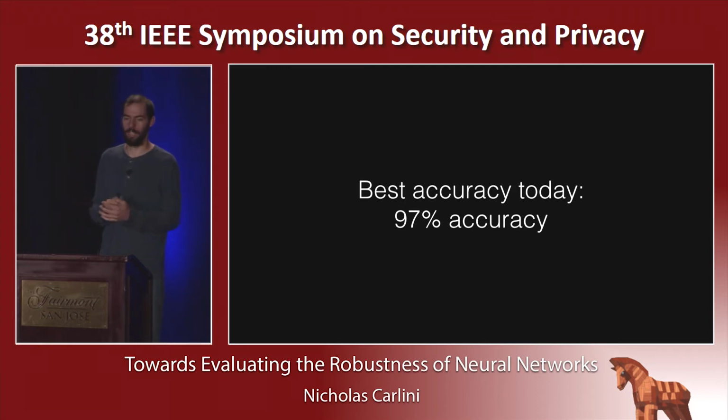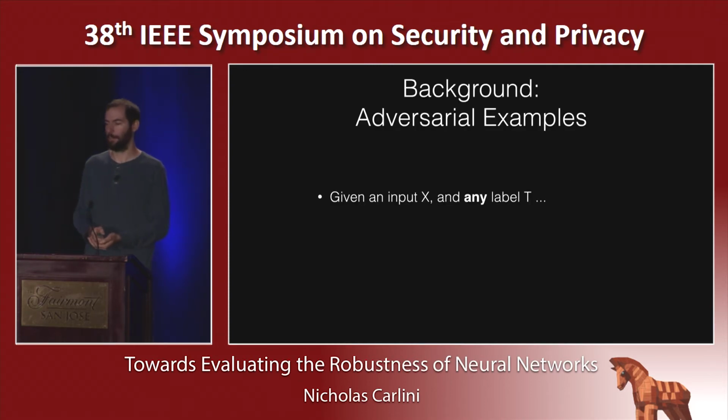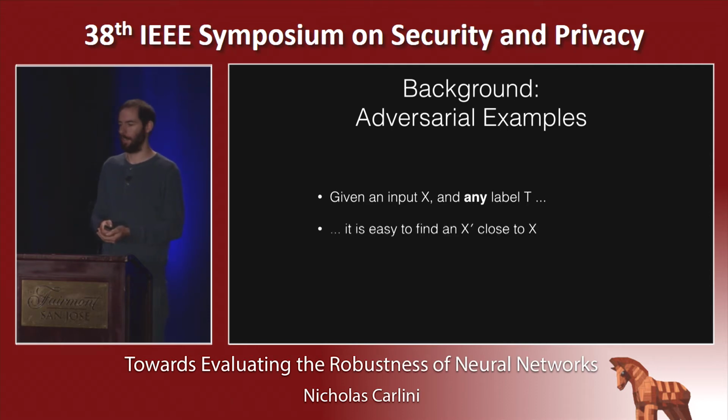If you can think of any task that you want to apply machine learning to, chances are neural networks give you better accuracy than anything else. So that's all great and everything, but this is a security conference, and so I'm going to tell you that there's a catch. And the catch is that neural networks are very, very easy to fool. In particular, if you give me some image x and any label you want t, then I can find an input x prime, which is very close to x, but so that the network, when classified on x prime, will tell me label t. This is sort of bad.